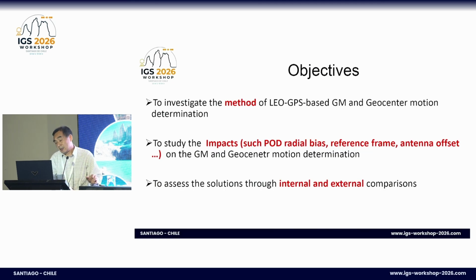Based on the motivation, we set up our study goal. First, we investigated the method of LEO GPS-based GM and geocenter motion determination. Then we studied main effects, such as POD radial bias, reference frame, antenna offset, and so on, on the GM and geocenter motion determination. Finally, we assess our solution through internal and external comparison.